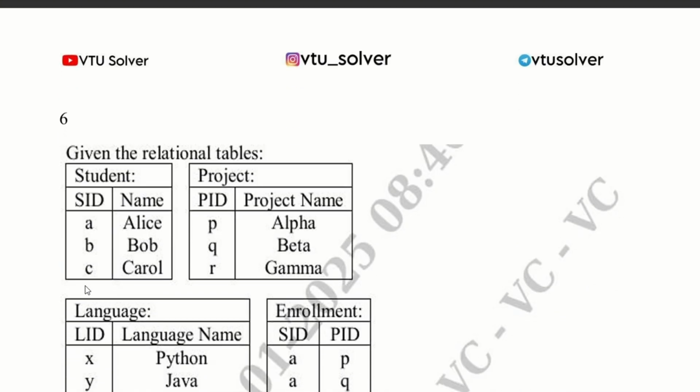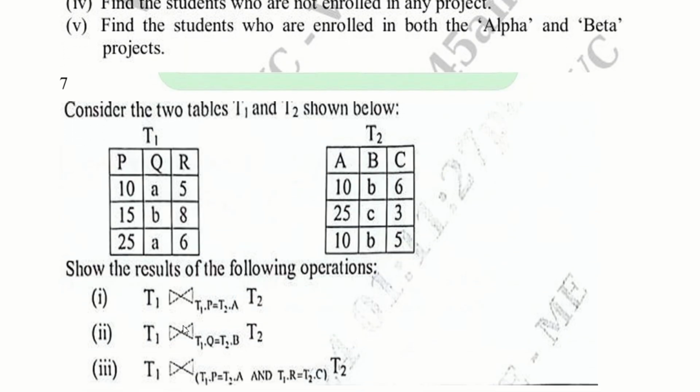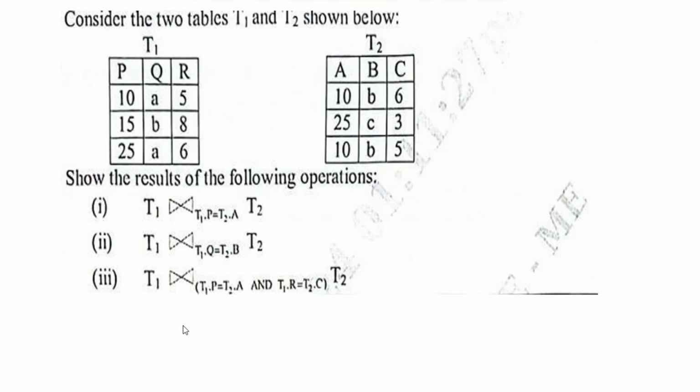Like this, one more question is repeated. It is the same question but with changed values. Like here it is given: rename the student table to learner and display it. These are the important questions from module second. This is also a repeated question. Consider the two tables T1 and T2 shown below. We have to compare these two tables and find out the result.